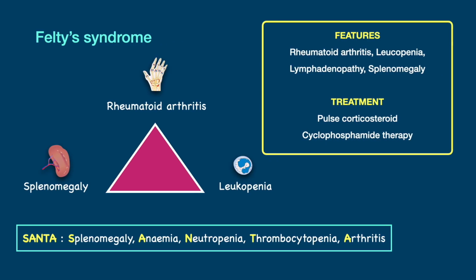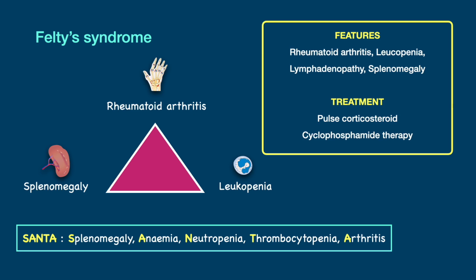Let's take a look at what is Felty's syndrome. Felty's syndrome is defined as the triad of rheumatoid arthritis, splenomegaly, and leukopenia. It is considered as an extra-articular manifestation of rheumatoid arthritis. It occurs more frequently in patients suffering from other extra-articular manifestations such as Sjogren's syndrome. Features include rheumatoid arthritis, leukopenia, lymphadenopathy, and splenomegaly. Leg ulcers and recurrent infections as well as episcleritis may be present as well. ANA is positive in more than 90% of patients.